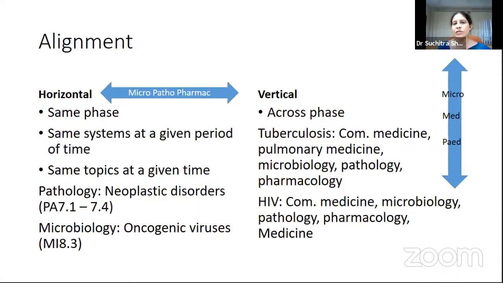There would be no repetition of any part. We would start, like community medicine would start, with the epidemiology of tuberculosis, starting with one case. And then pulmonary medicine would take it up in the next hour, talking about the clinical features and the presentation of the particular patient. Third hour, microbiology would be talking about the organism in detail and the pathogenesis.